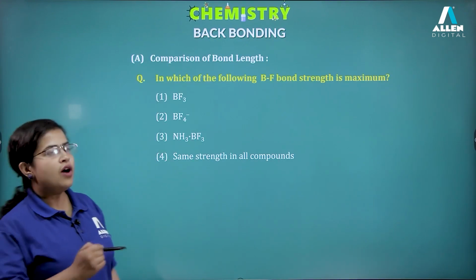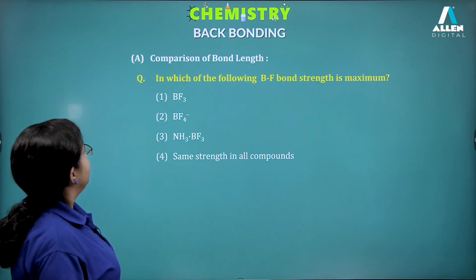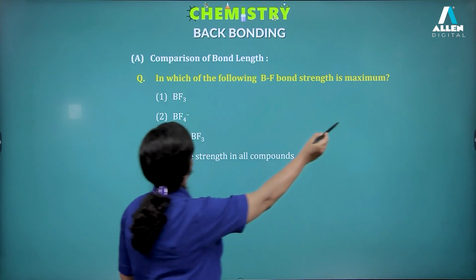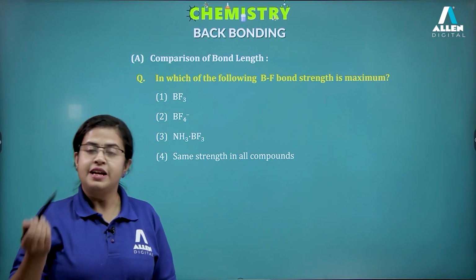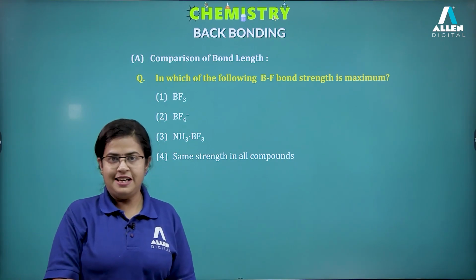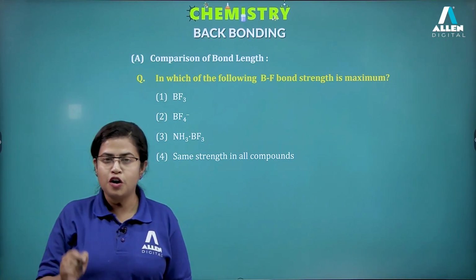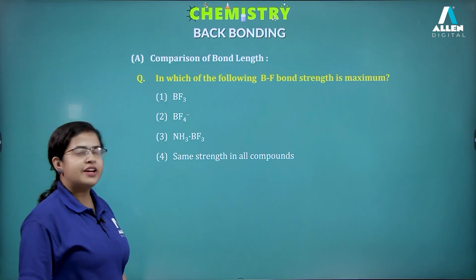Yes. Now a question for you. In which cases do you see that the BF bond strength is maximum? Since we are discussing the concept of back bonding right now, they are indirectly asking us in which case do you see a back bond, which in turn increases the bond order and bond strength. And tell me, since we discussed it right now.